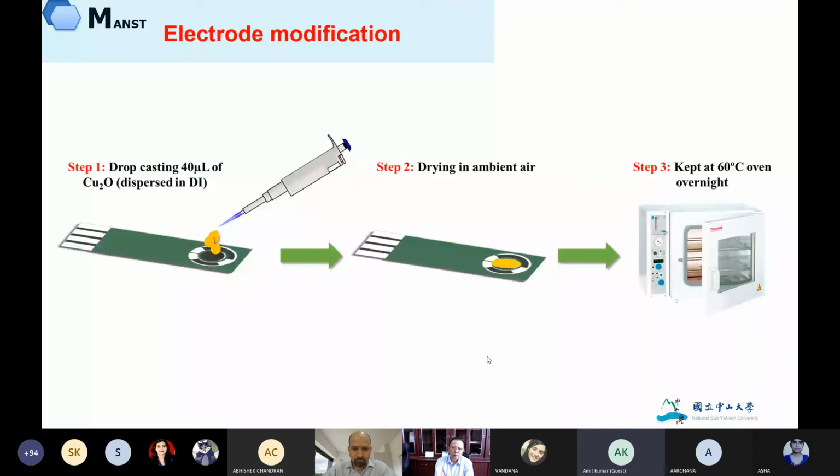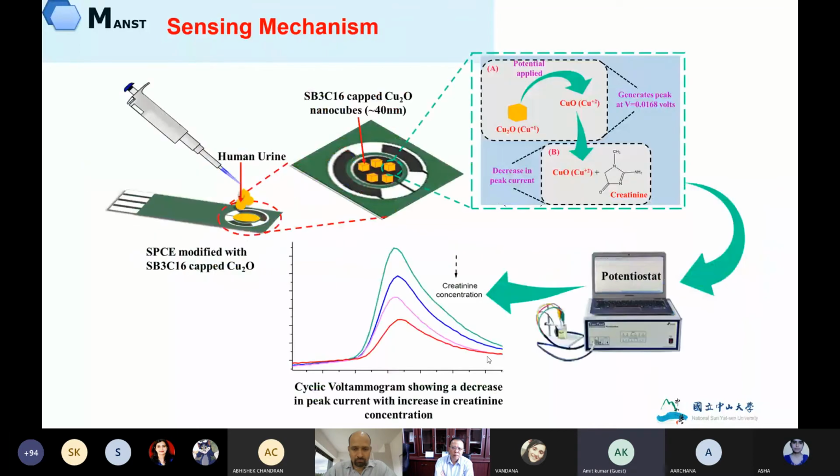And this is the sensing mechanism. When we add the human urine or sample, depending upon what kind of testing medium we are using, the Cu2O nanocubes react with creatinine and form a soluble complex, and it dissolves into the solution, which in turn decreases the reduction peak current. It's worth mentioning that the peak here is from the CV, the DC potential that we're applying, and comes at around 0.168 volts.